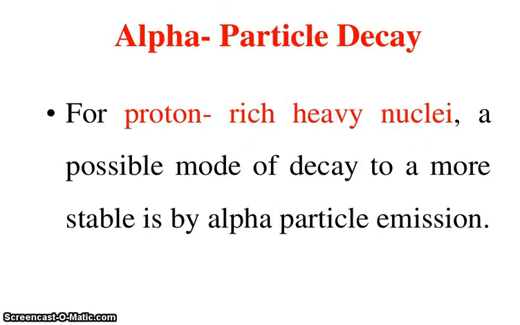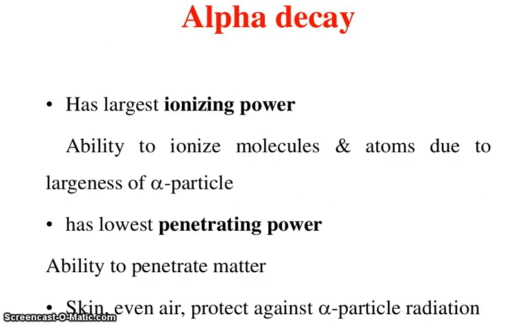Alpha particle decay. For proton-rich heavy nuclei, a possible mode of decay to a more stable nucleus is by alpha particle emission. Alpha decay has the largest ionizing power, the ability to ionize molecules and atoms, due to the largeness of alpha particles. It has lower penetrating power, the ability to penetrate matter, skin, even air, so it protects against alpha particle radiation.